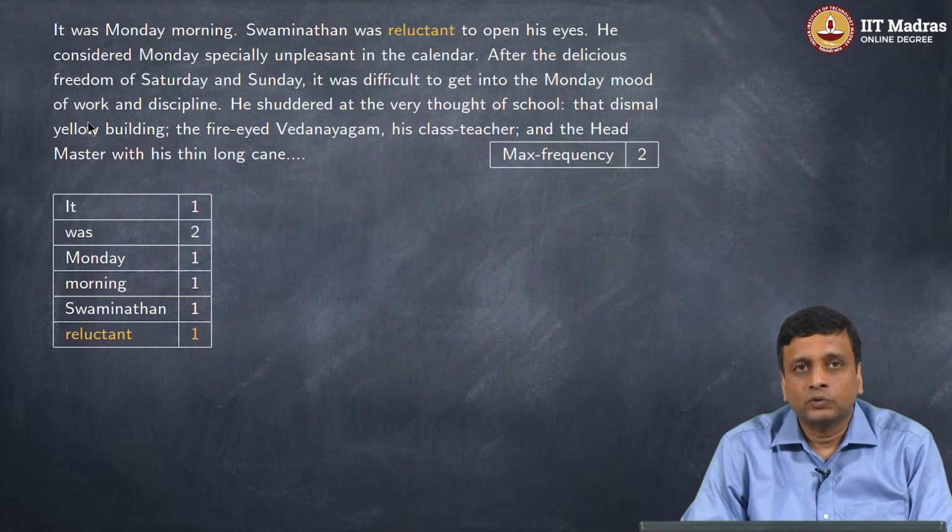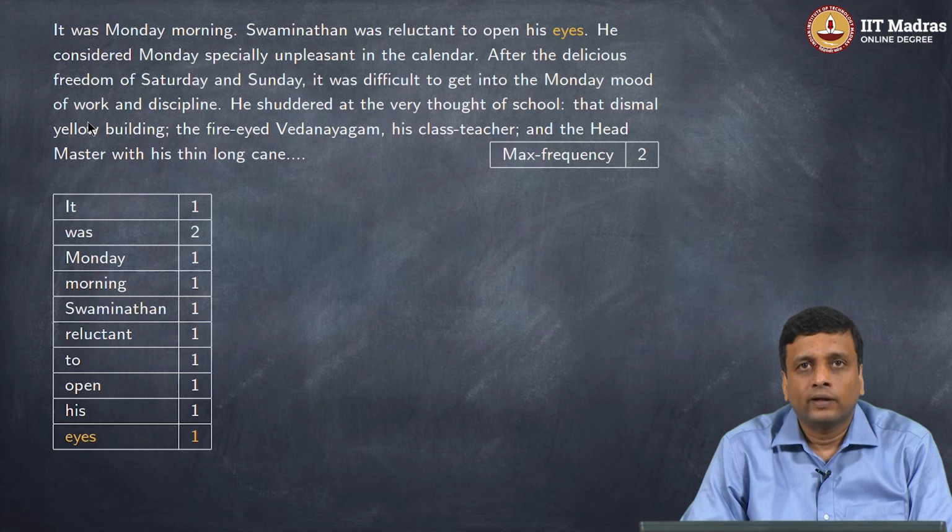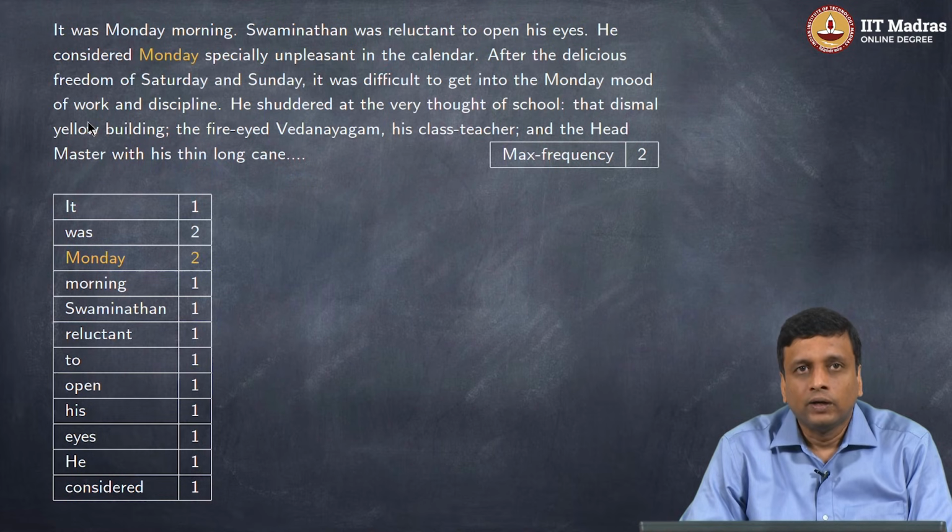So, reluctant is 0 to 1, to is 1, open is 1, his is 1, eyes is 1, he is 1, considered is 1, Monday goes from 1 to 2, but since we already have a word of maximum frequency 2, we do not have to update the maximum frequency, we just leave it as 2.